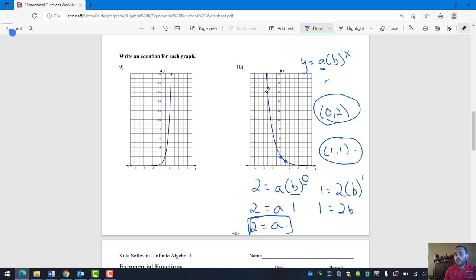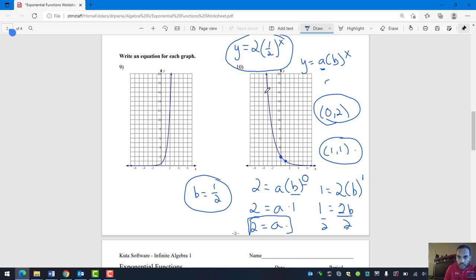Now, my job is to solve for b. 2 times b, how do I get rid of that 2 in front of the b? I have to divide both sides by 2. And then when I simplify or isolate b, these guys cancel, and b is equal to 1/2. Okay, so now I have my two pieces. a is equal to 2, b is equal to 1/2. I can rewrite my equation in this format. I'll now have y is equal to 2, and in my parentheses, 1/2, and I raise it to the x power. This is the equation that spits out this graph.